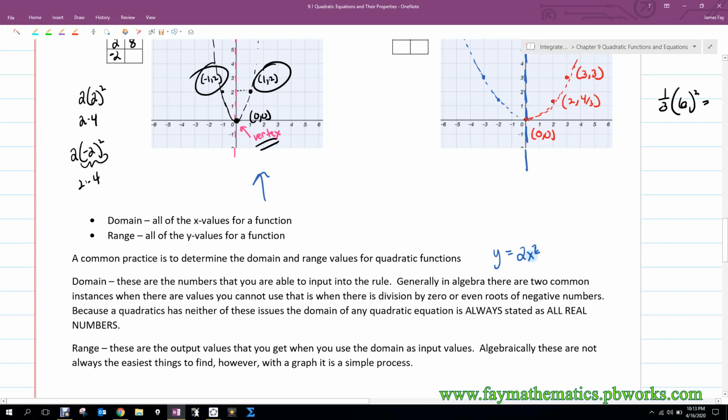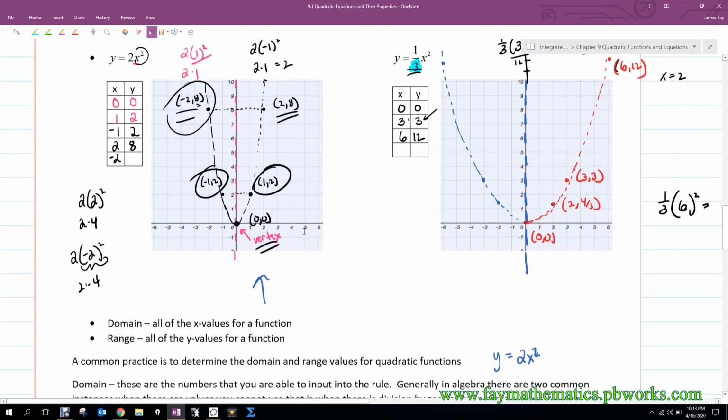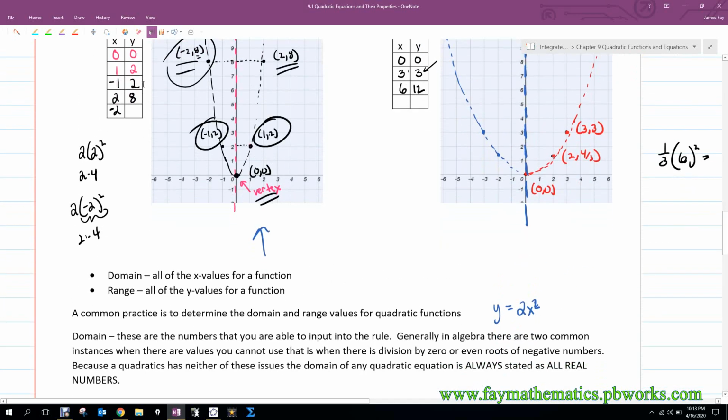When I plug in 1, what do we get when we plugged in 1? We got 2 back. When I plugged in -1, I got 2 back. When I plugged in 2, I got 8 back. No matter what you think about plugging in there, you can evaluate and get a number back. You can get an output. So the domain in this situation is any x value that you could possibly think of, because each one of them will allow you to get an output back.